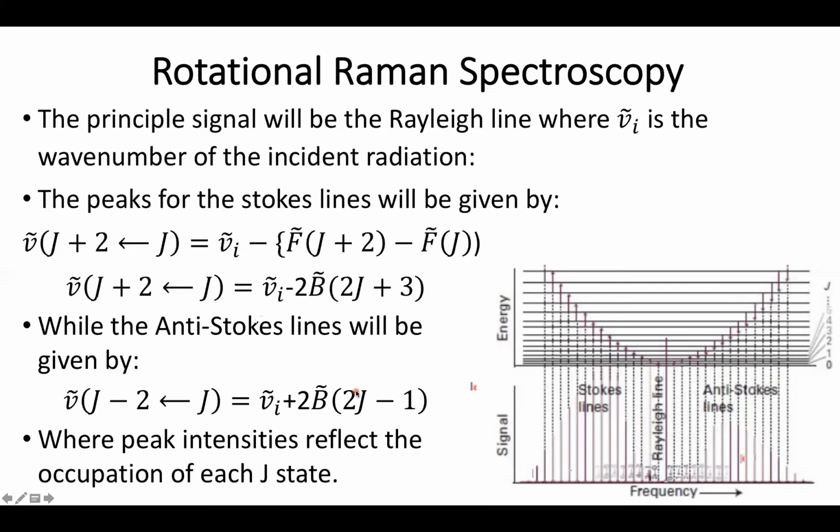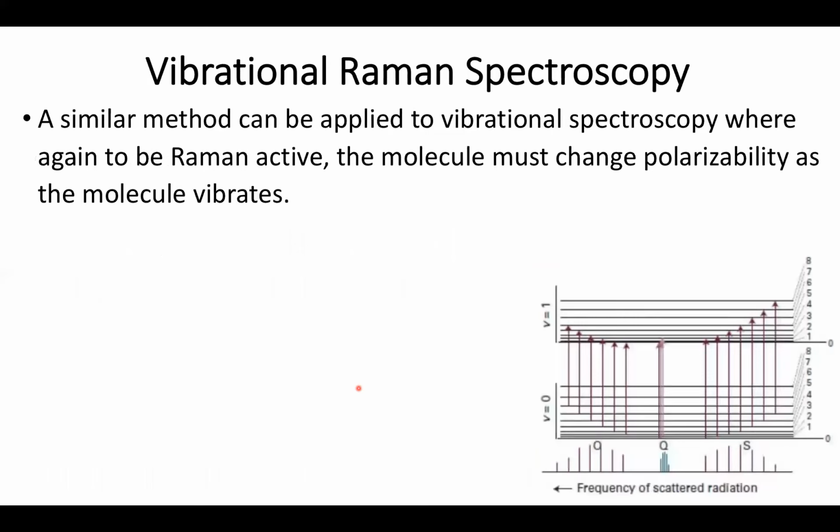Now, this is fairly analogous to what we saw for traditional rotational spectroscopy, but we can extend these same ideas to vibrational spectroscopy. The biggest difference between vibrational and Raman spectroscopy is that for vibrational spectroscopy, the molecule must change dipole along the axis of vibration in order to be active. For Raman spectroscopy, all that's required is that the molecule must change polarizability as it vibrates, and we'll talk about that a little bit more later.